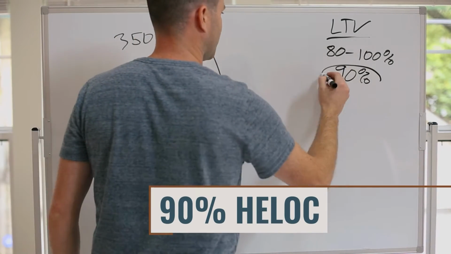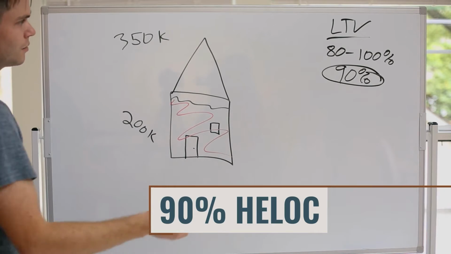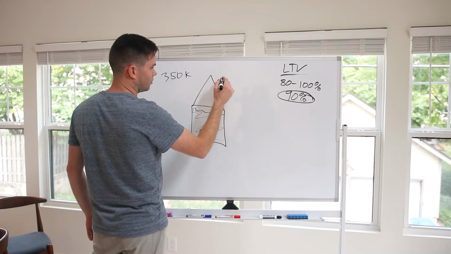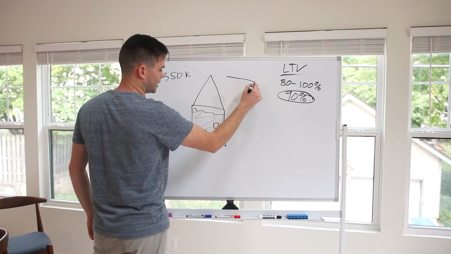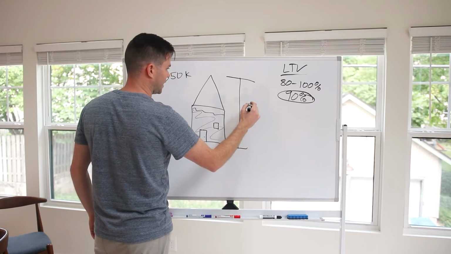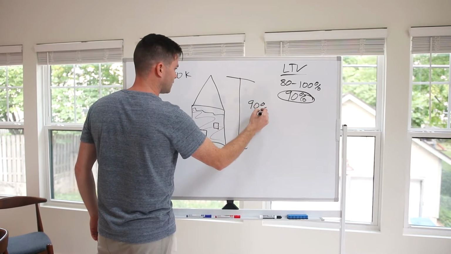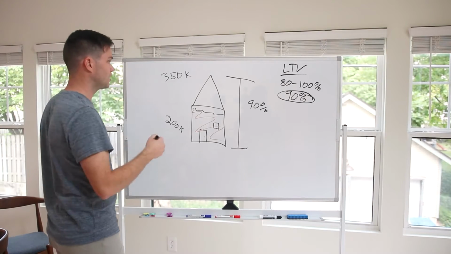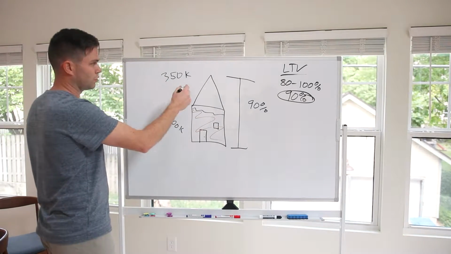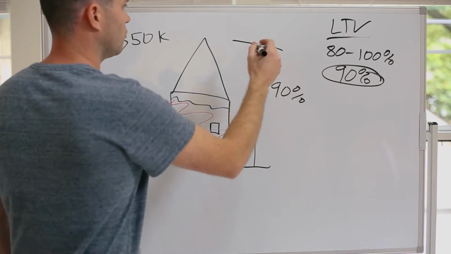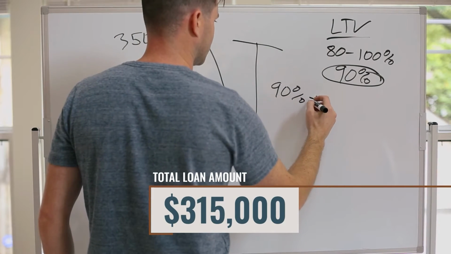So if we're going to shoot for 90% HELOC on this home, what that lender is saying is they'll allow you to have, of this total asset, 90% of it lent out. 90% of the equity can be mortgaged against. Now, in this equation, that would mean that the total loan amount that the bank is comfortable with would be $315,000.